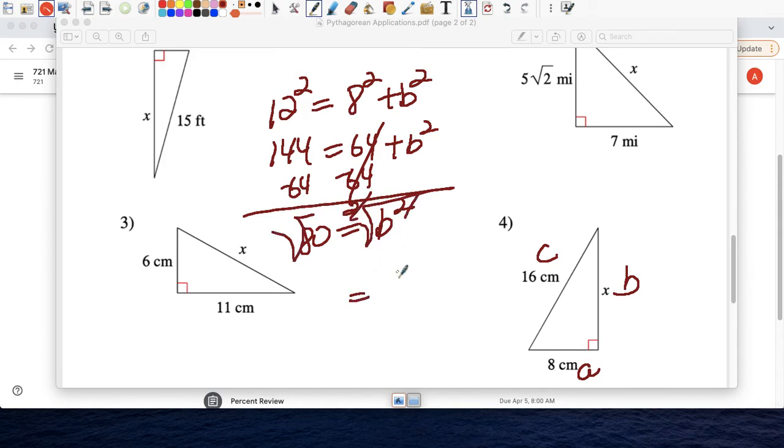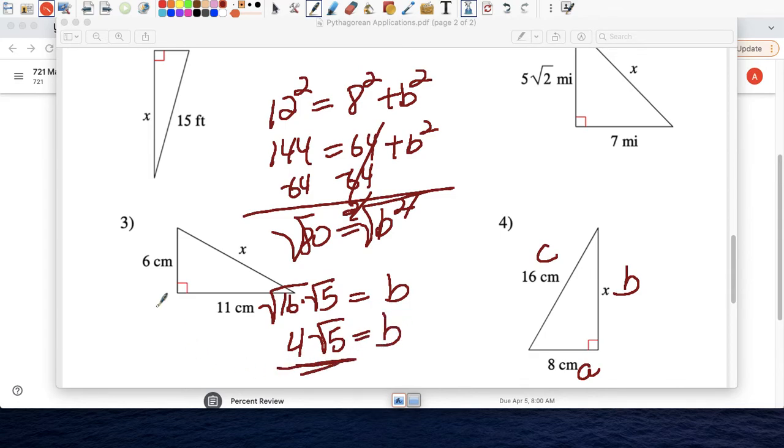So on the left is B, and on the right side, 80. Is that the simplest form? Can I change 80 to anything? 4 times 20. 16 times 5, I can do 16 times 5. So 80, I can write it as radical 16 times radical 5. Square root of 16 is 4, and square root of 5, we're just going to leave it as it is. So this would have been my simplified answer.